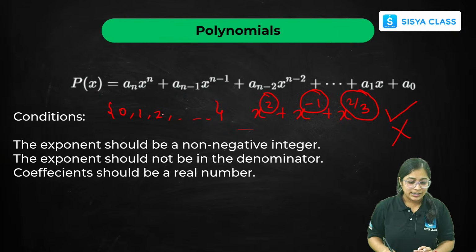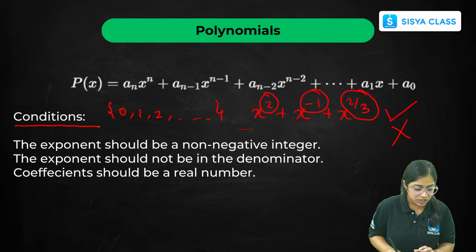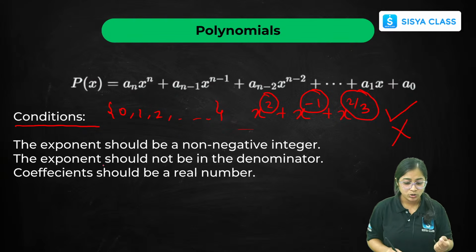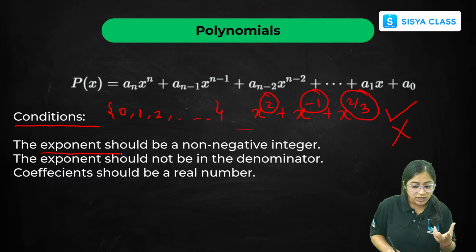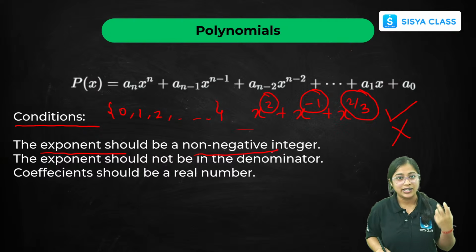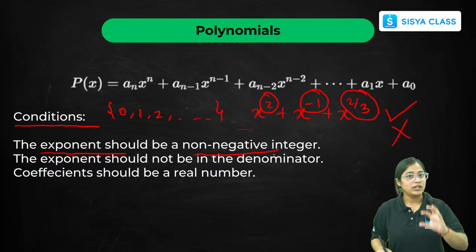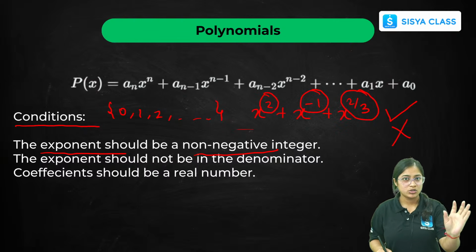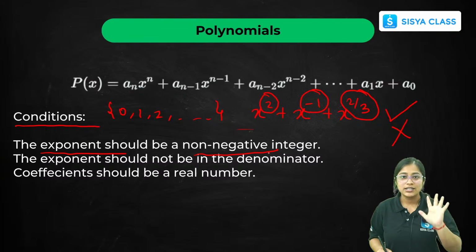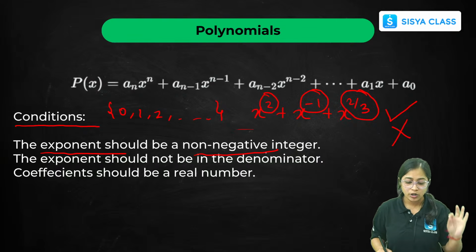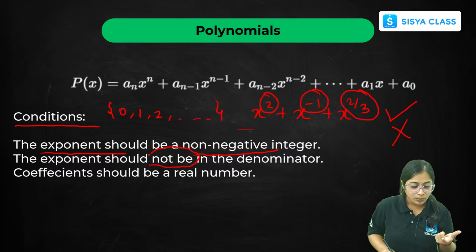So what are the conditions for any algebraic expression to be a polynomial? The condition is that the exponent should be a non-negative integer. That is, the exponent should be a whole number. It starts from 0, so 0, 1, 2 and so on. These are the only allowed powers for your variables. And the variable should not be in the denominator, right?